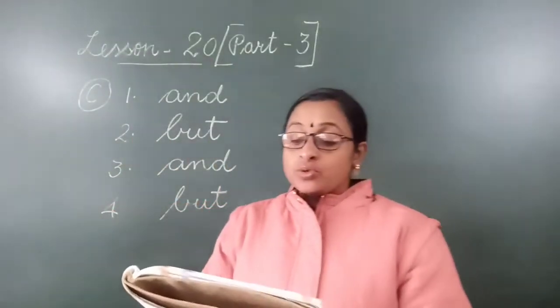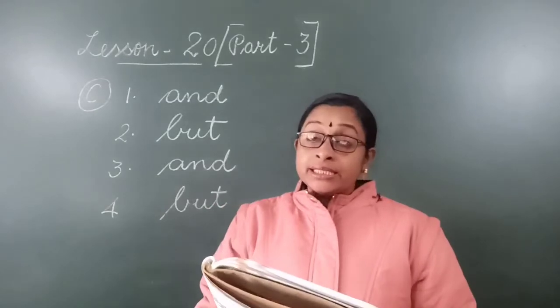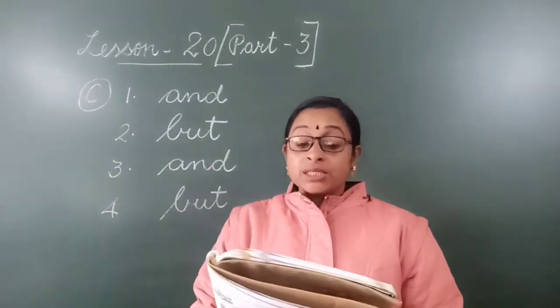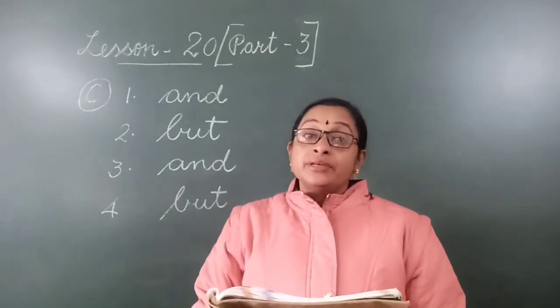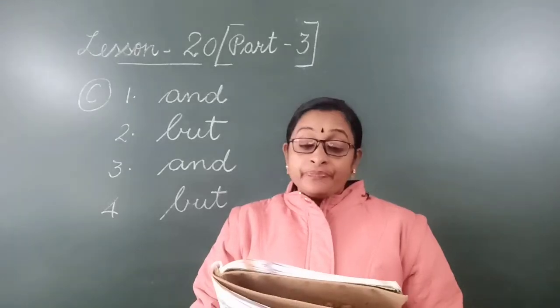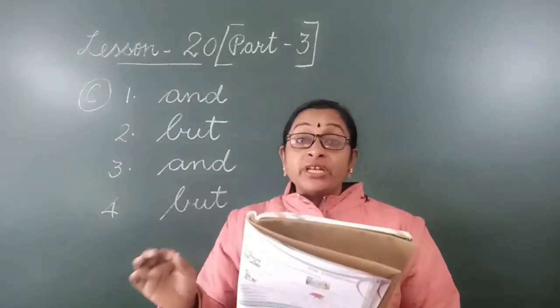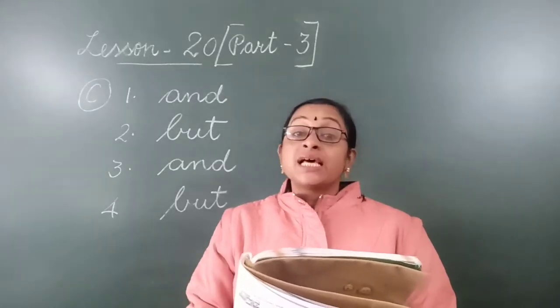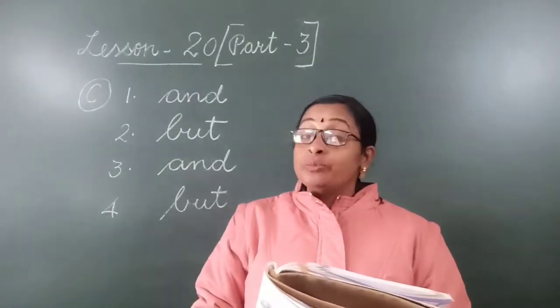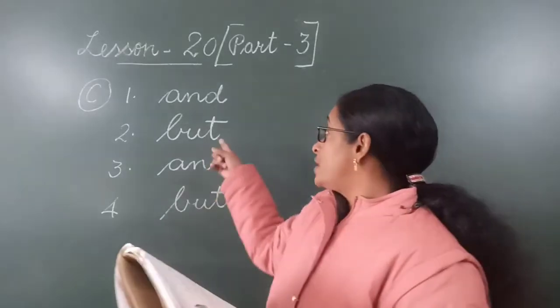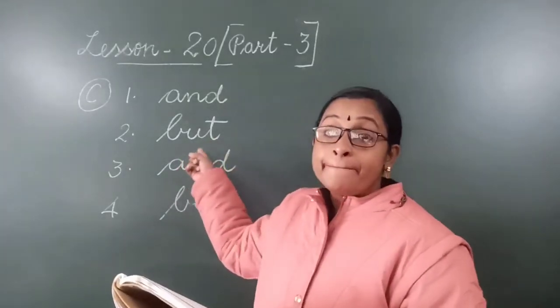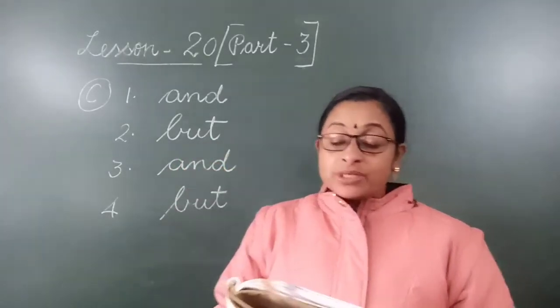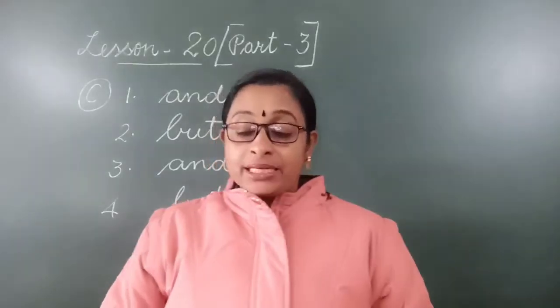Next one, number 2. Her writing is good dash. Her spellings are weak. What's the meaning of that? Her writing is good. She writes very neatly, very beautiful handwriting. But her spellings are weak. She makes so many spelling mistakes. So what will you write there? But. So number 2, the answer is but.